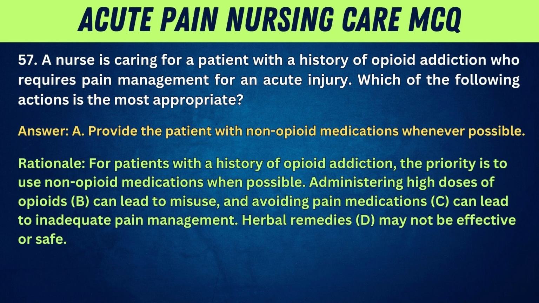Rationale: for patients with a history of opioid addiction, the priority is to use non-opioid medications when possible. Administering high doses of opioids, B, can lead to misuse, and avoiding pain medications, C, can lead to inadequate pain management. Herbal remedies, D, may not be effective or safe.